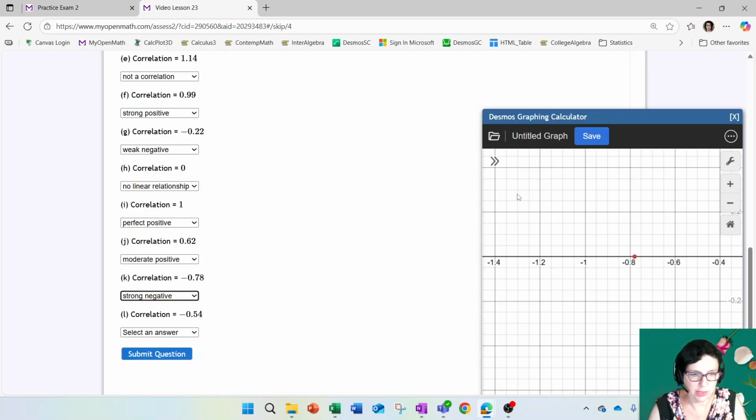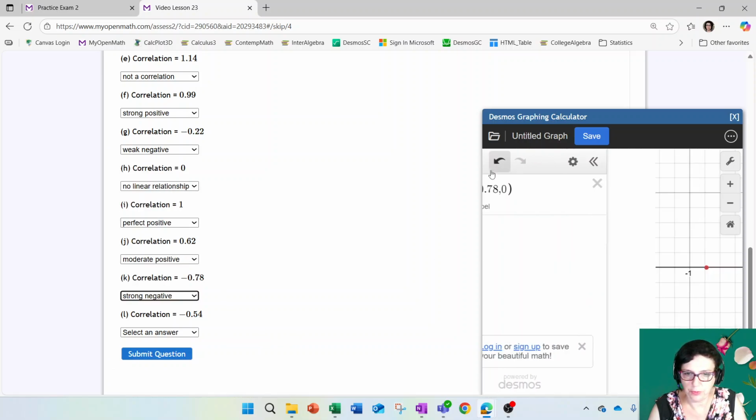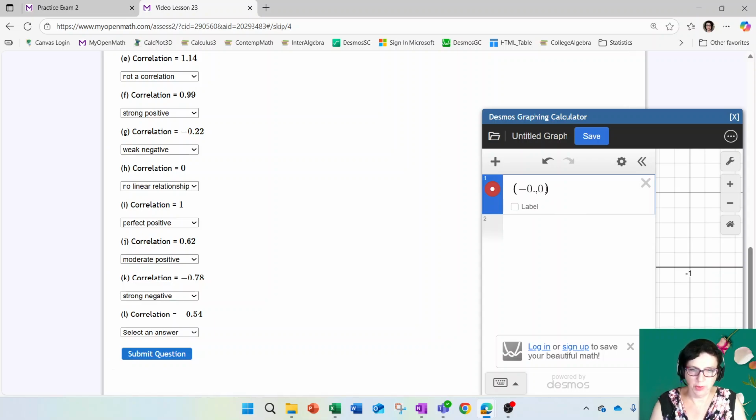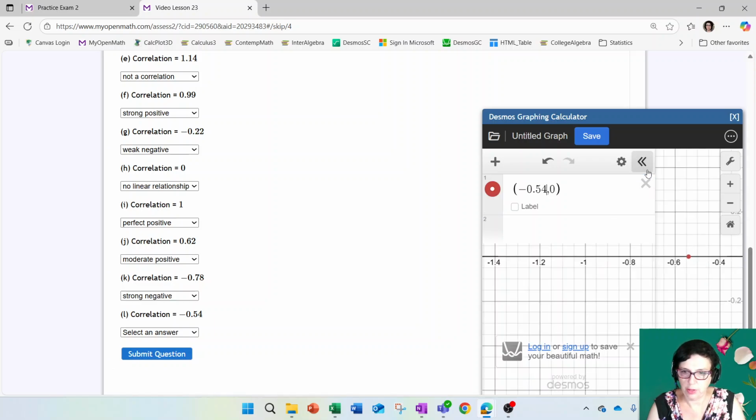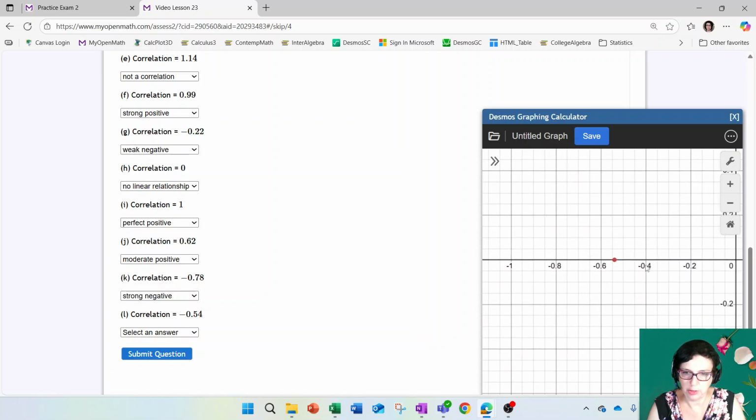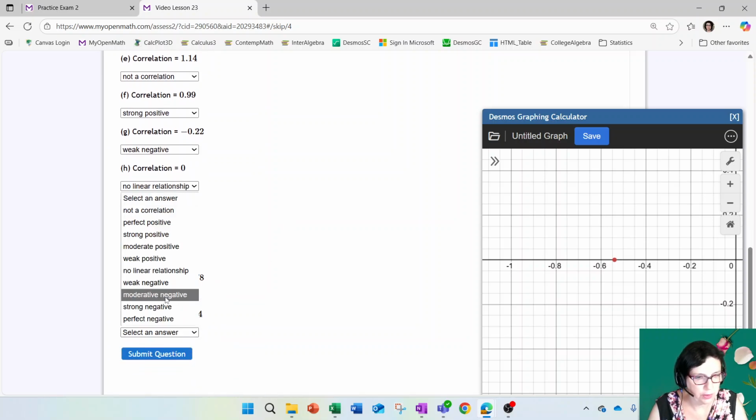The last one is going to be negative 0.54. So that's probably going to be moderate negative, right? Because it's between negative 0.7 and negative 0.4. So this is moderate negative.